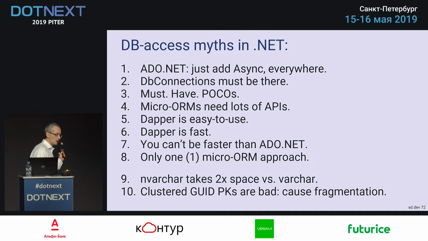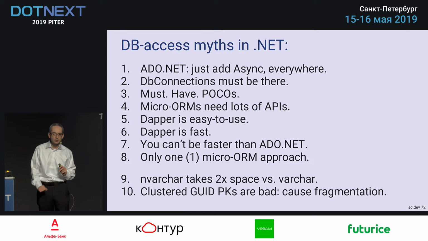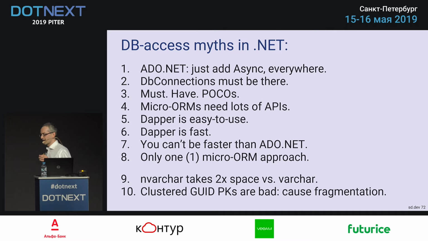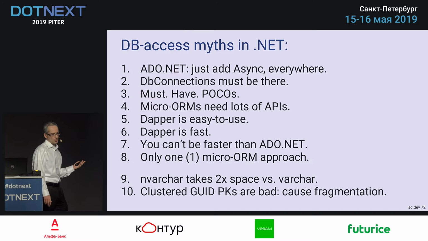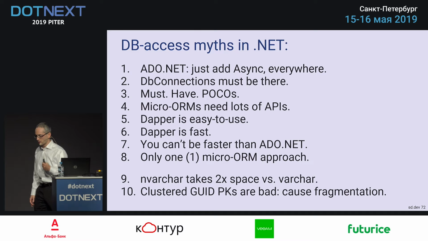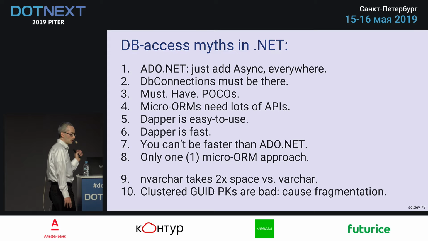So number 9, and this is specifically within the context of SQL Server. I assume that a lot of you are exposed to SQL Server in some way, shape, or form. So in SQL Server, when it comes to strings, there are two types. There is an nvarchar type and a varchar type. And there is a common belief that nvarchar type takes twice as much space as varchar, because nvarchar type is Unicode, and Unicode normally stores 2 bytes per character rather than one. This is a myth. This is not correct. And if you're interested in details, please welcome to the discussion zone, and I'll cover that.